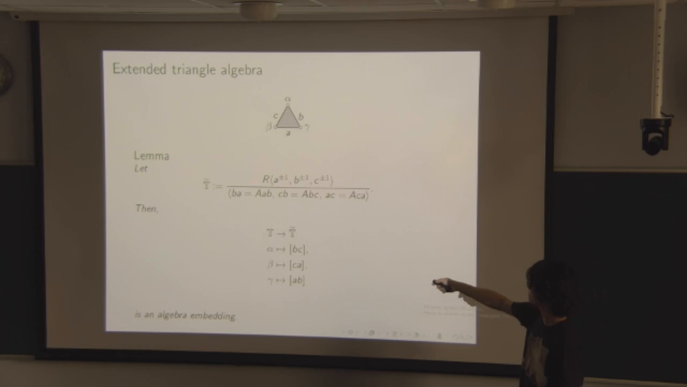The point is, these variables A, B, and C can be thought of as associated to the edges instead of vertices, and this embedding is given by maps where, for each generator, say alpha is associated to this vertex. It's adjacent to these two edges, B and C, so it's mapped to the Weyl-ordered product of B and C, and likewise for the other ones. And it turns out that this is an algebra embedding.